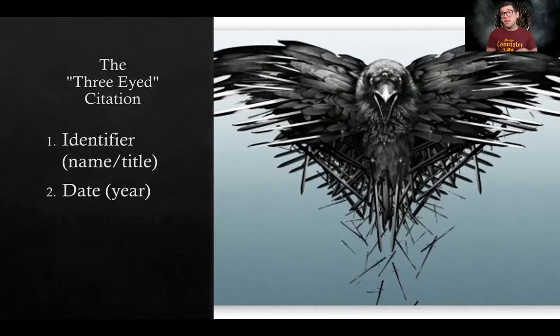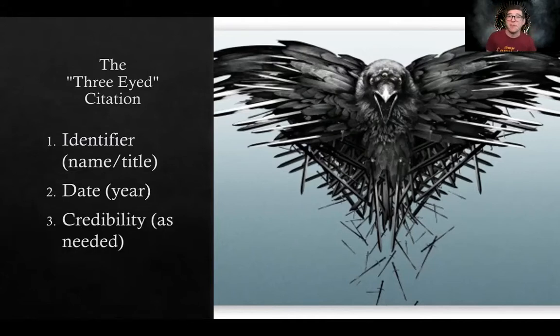Then every source needs a date. Some sources might need the full day, month, year. Other sources might just need the year, but every source needs the year. This is the only way to prove to your audience that you're providing current, recent sources. So everything that you say in your speech that has a source attached to it needs to have a year. If you do not cite the year, your citation is inaccurate. It's going to sound like you just made it up.